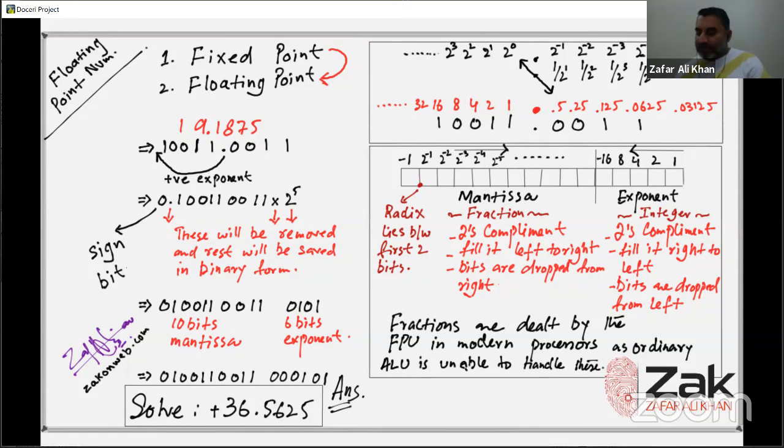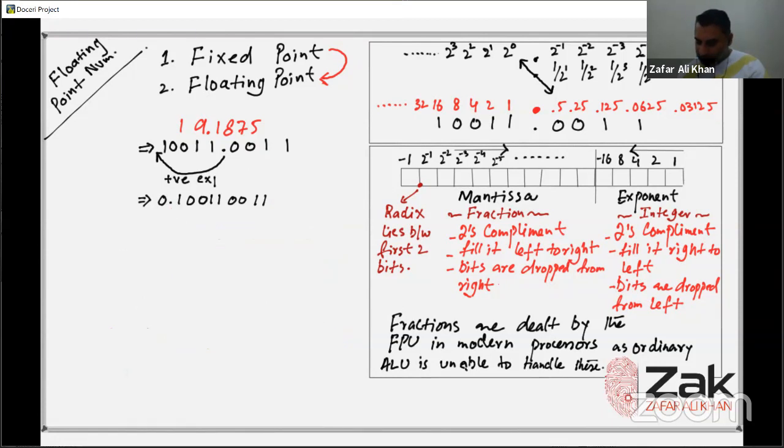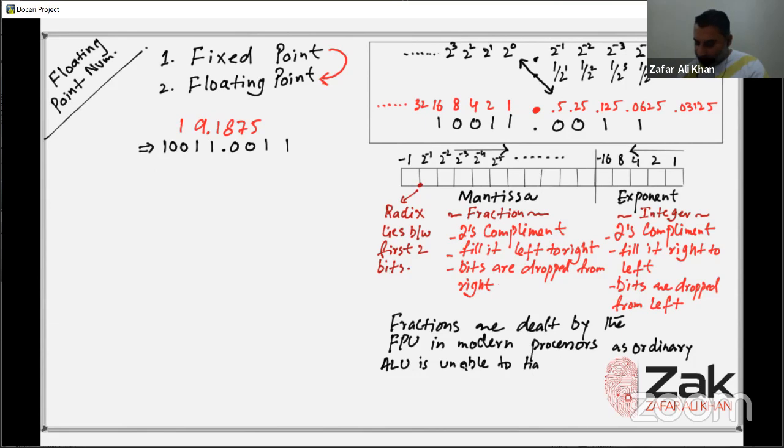And sometimes we have a mantissa which does not fill the whole space. In that case, whatever number of bits are left, we fill them with zeros. That is called underflow, when we have less to fill and more space to accommodate it. All right. So now let's start solving this question.